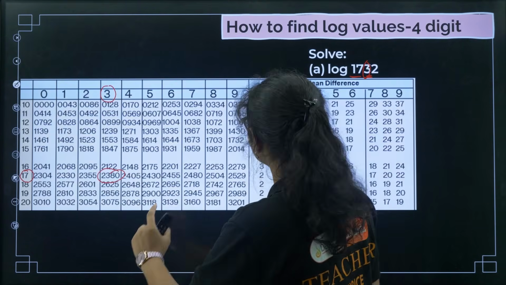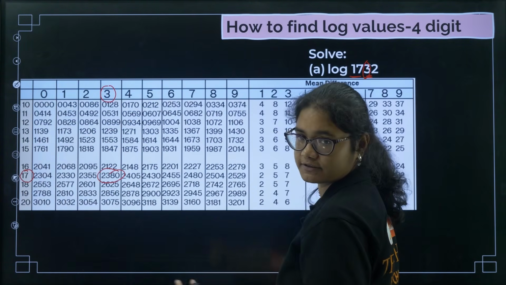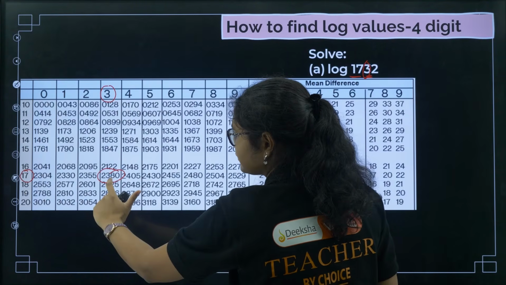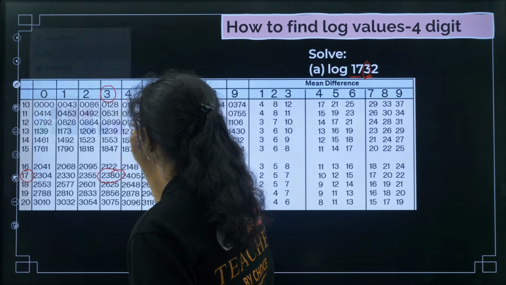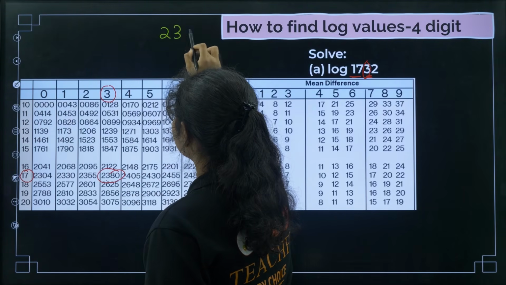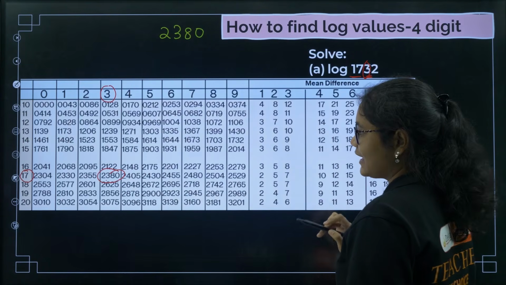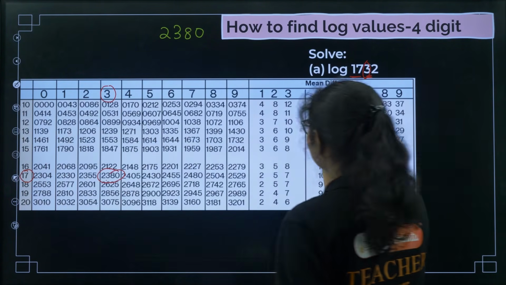Okay, how much is it? What am I taking? The first 2 digits are 17, which I took from the main column, the first column. Then the third digit, I have to take from the difference table, and this value is 2380. So let me note this down: 2380. After that, there is another 2, and that last fourth digit you need to take from the mean difference.